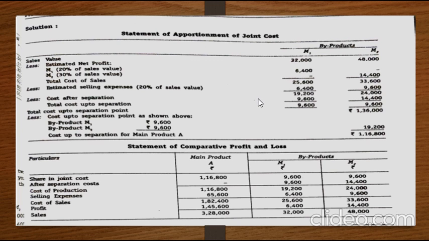So this is the calculation of byproducts from the main products. First you will apportion the byproducts cost and subtract it from the total cost incurred by the main product. You will get the main product's cost as well as the byproducts' cost. Then you will prepare a comparative statement to find out the profit you have incurred. So the main product has a profit of 1,45,600, byproduct M1 will have 6,400, and the other byproduct M2 will have 14,400. Thank you everyone. The other problems will be discussed in the upcoming videos.